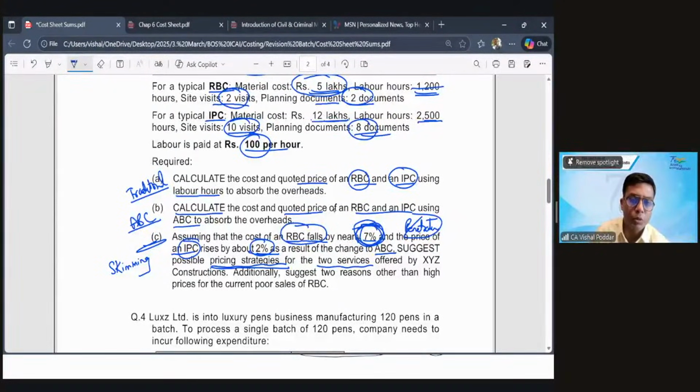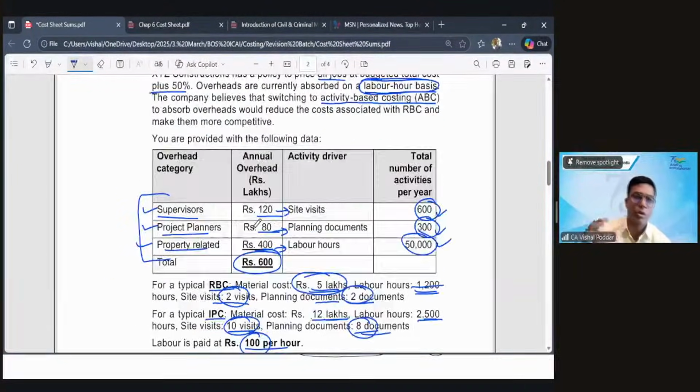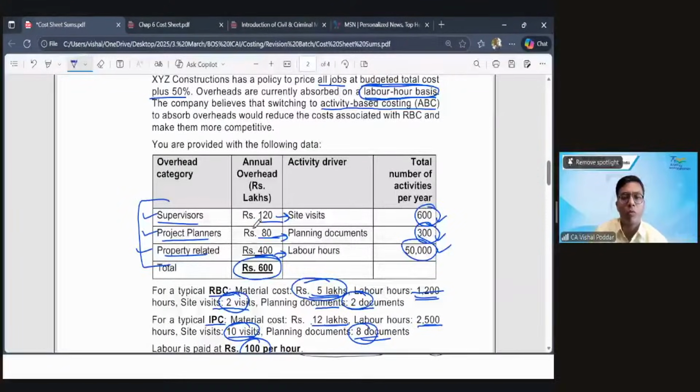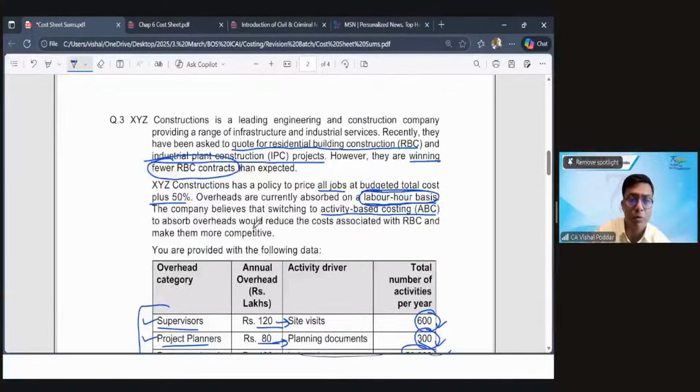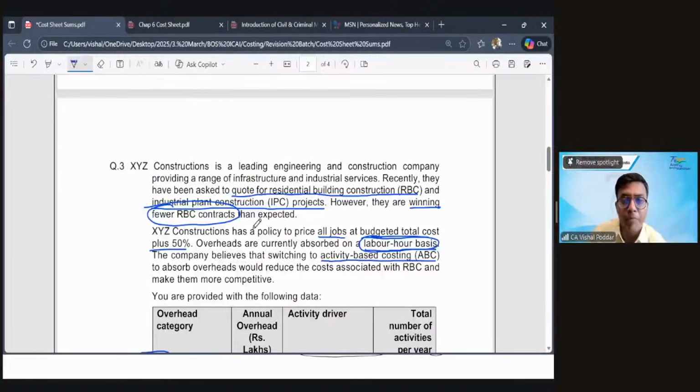And then they have asked you a question where you have to analyze from the given data as to what could be reasons other than high prices for the current poor sales of RBC. Now see, this will be requiring your general knowledge on the subject that why a company may not be getting a project. So there could be one reason, one. Now, see, this is what they are asking other than cost. So, other than cost, what could be the reason for not getting the contract?